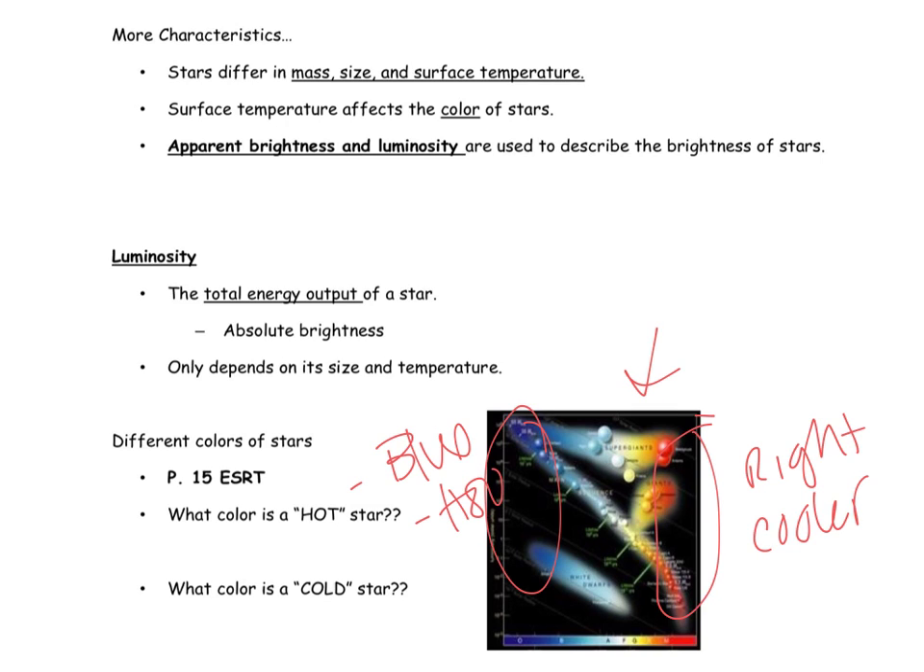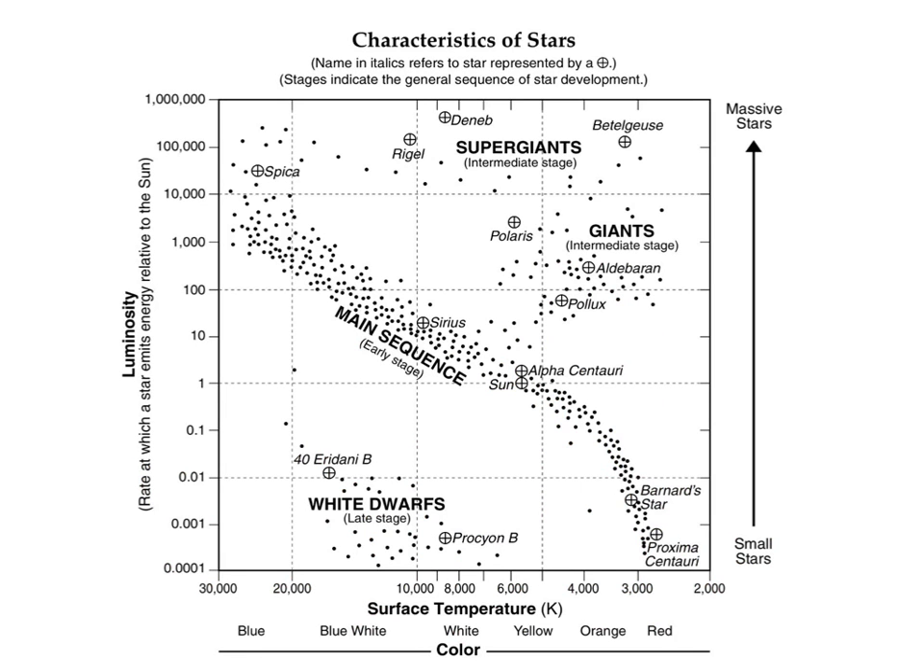So what colors are hot? That's going to be our blue. What colors are cold is your red. And I'm going to be showing you that in your reference table here in a second. So if you would, look at the reference table here. This is the same chart that you have in your reference table on page 15. Just to go over some of the things the chart will tell us.